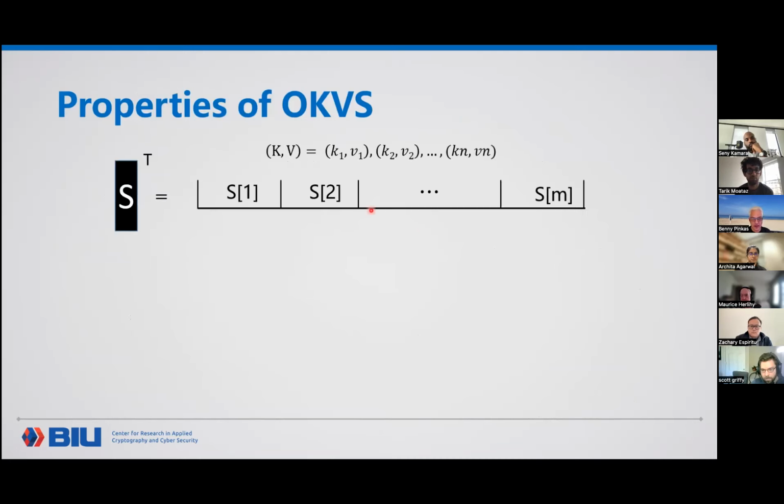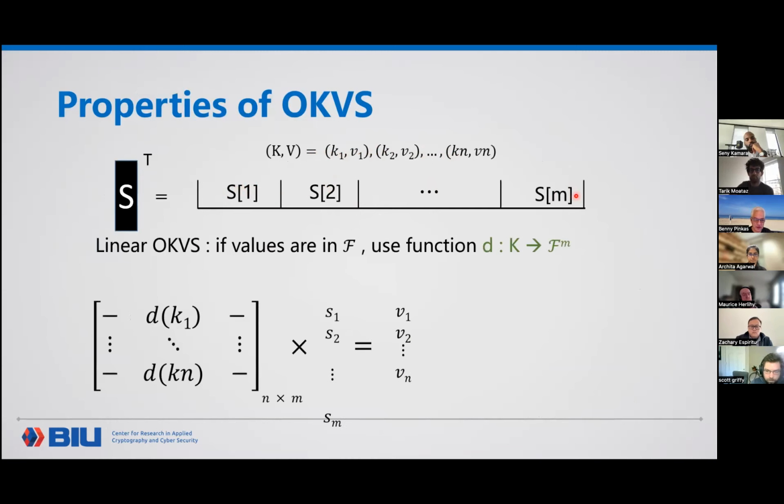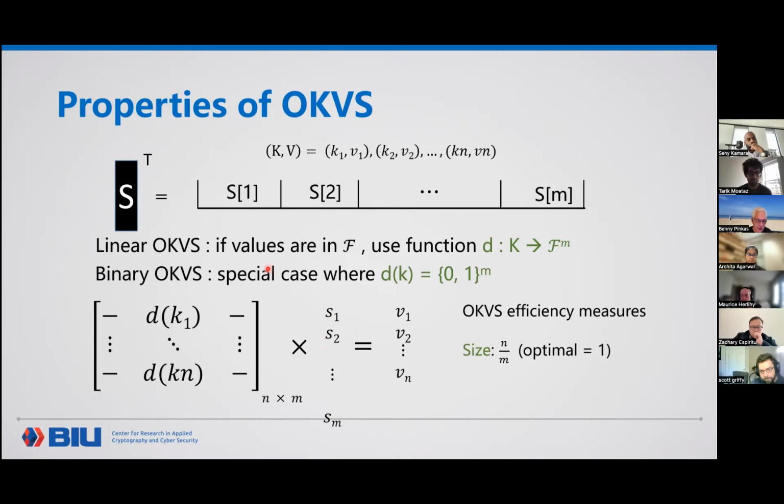So for this OKVS, we have these input-output pairs, and we're going to somehow encode them using m values. And we're interested in linear OKVSs, where for an input key K, you take a linear combination of the data store. For each input, you get a set of coefficients that you multiply with this data store and you get an output. Actually, we're going to use a binary OKVS, where this linear combination just takes a subset of them and XORs them together.